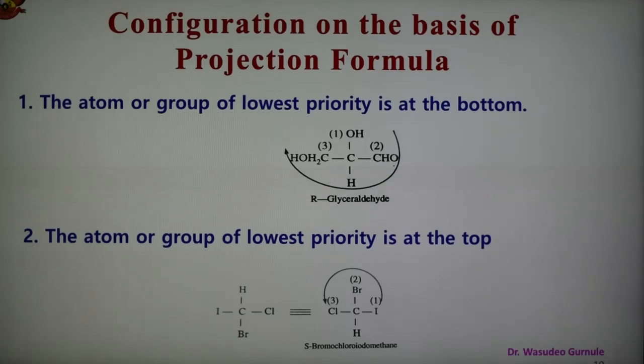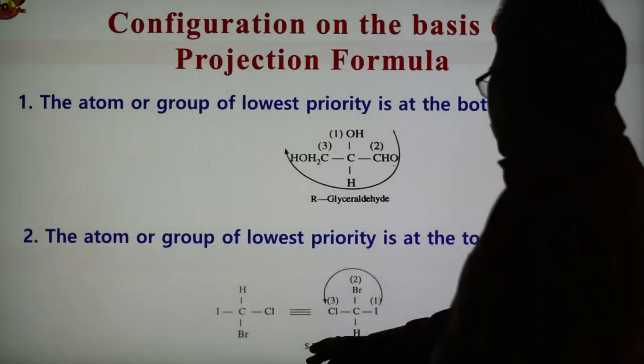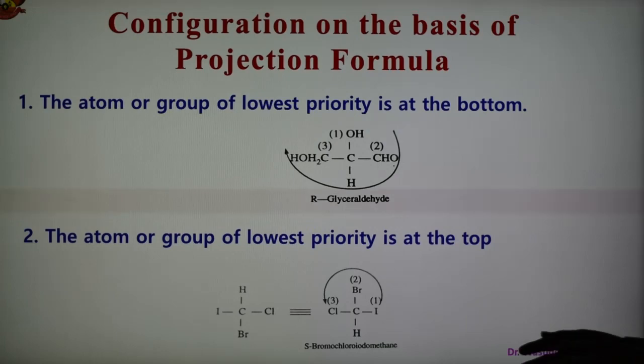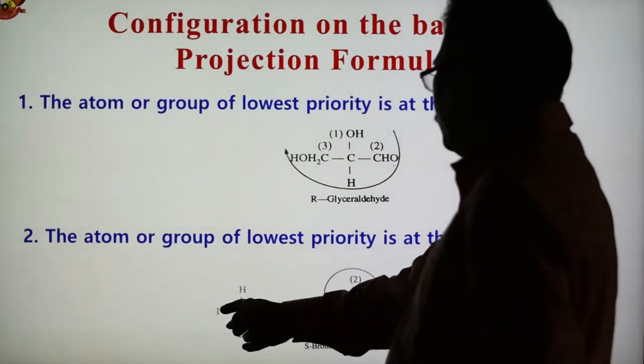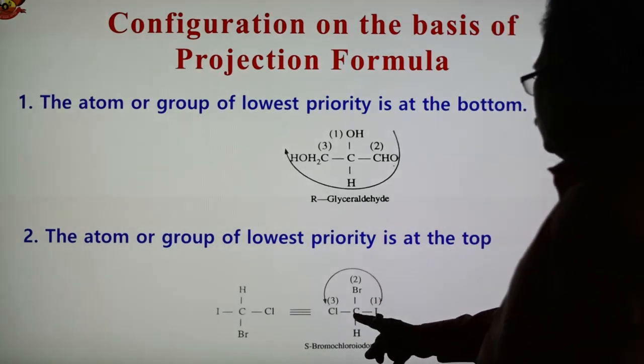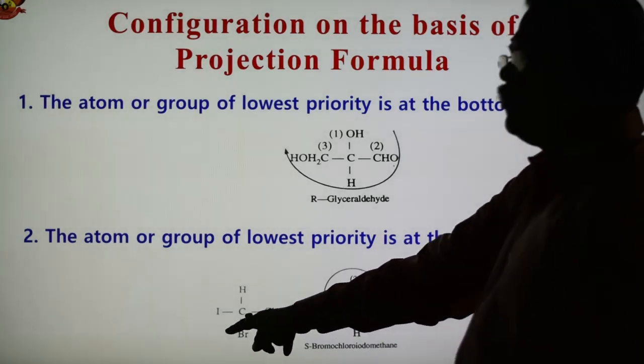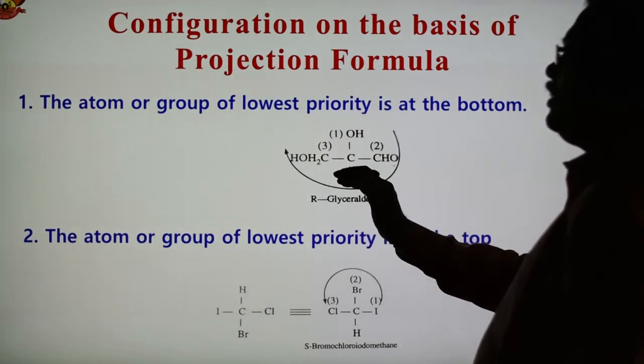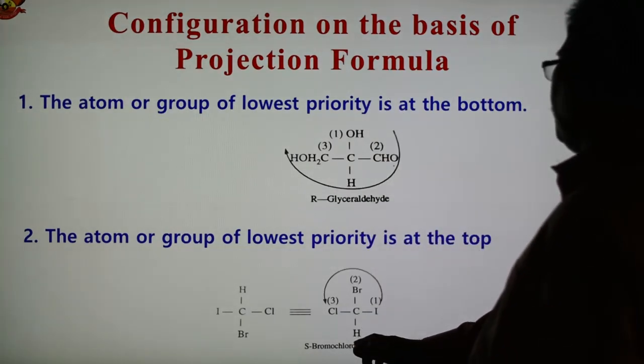This can be done by reversing the position of all the atoms or groups to find the direction in order of decreasing priority. An example is given here: the compound CHBrClI showing the S configuration. So this is the S configuration of bromochloroiodomethane. This compound is rotated through 180 degrees, and this is equivalent to this, so that the lowest priority atom should become the bottom.